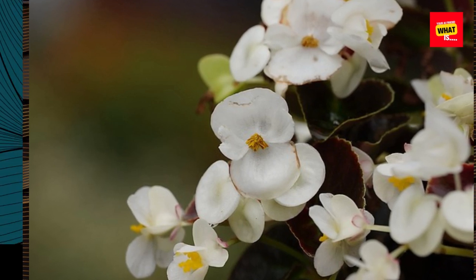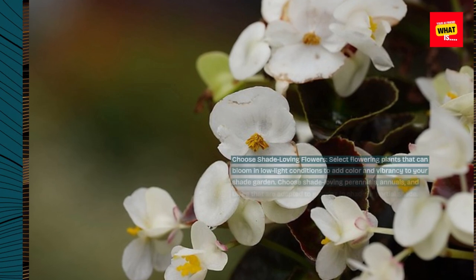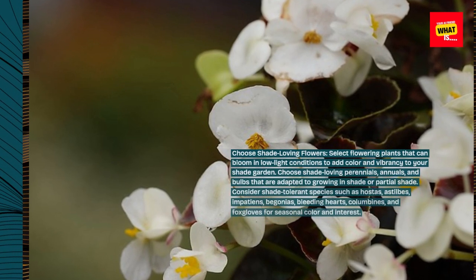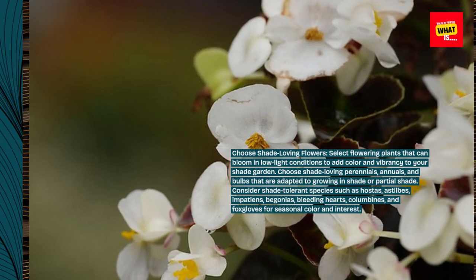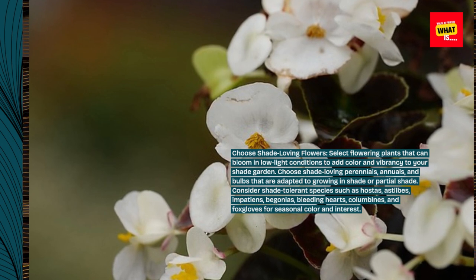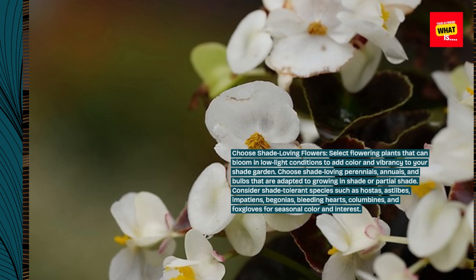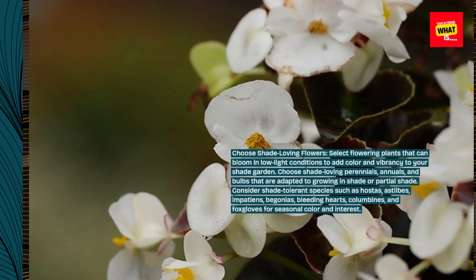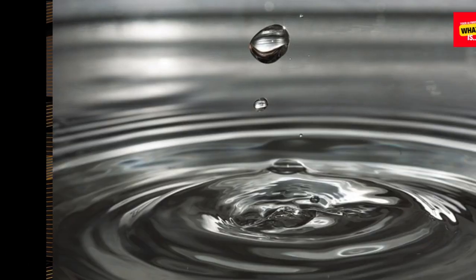Choose shade-loving flowers. Select flowering plants that can bloom in low-light conditions to add color and vibrancy to your shade garden. Choose shade-loving perennials, annuals, and bulbs that are adapted to growing in shade or partial shade. Consider shade-tolerant species such as hostas, astilbes, impatiens, begonias, bleeding hearts, columbines, and foxgloves for seasonal color and interest.